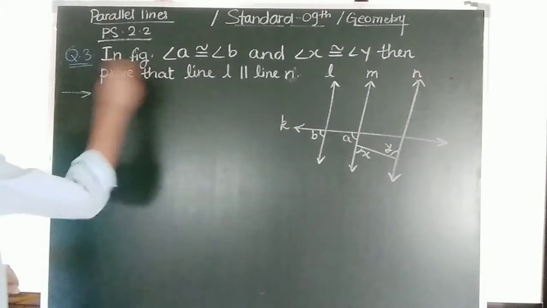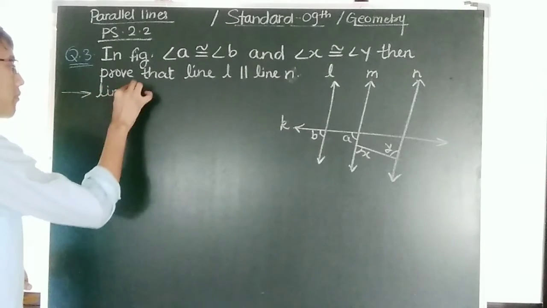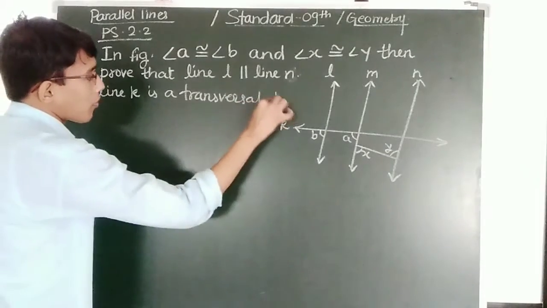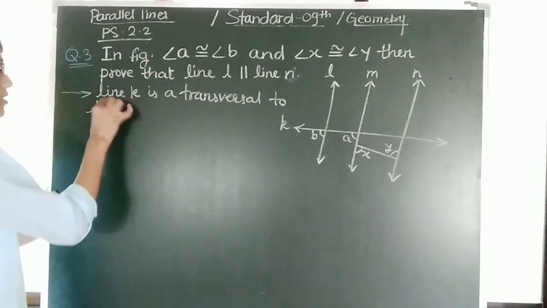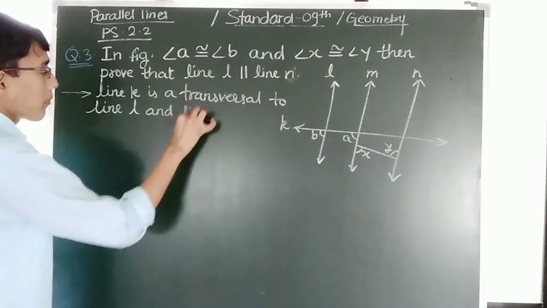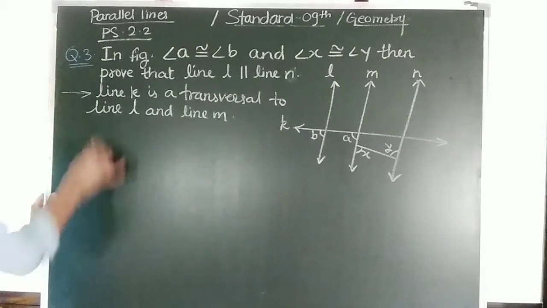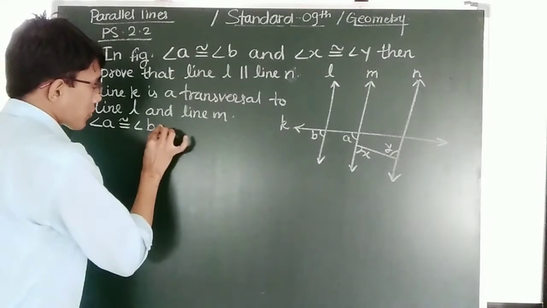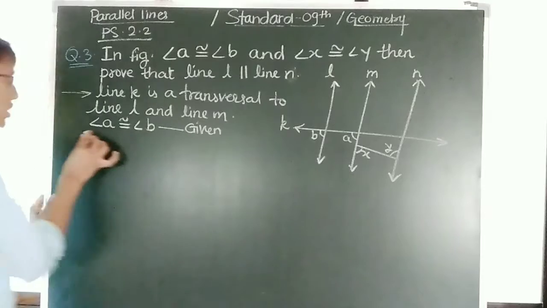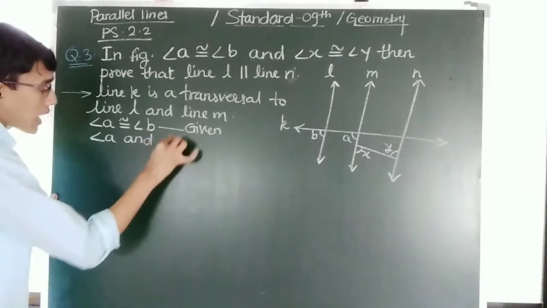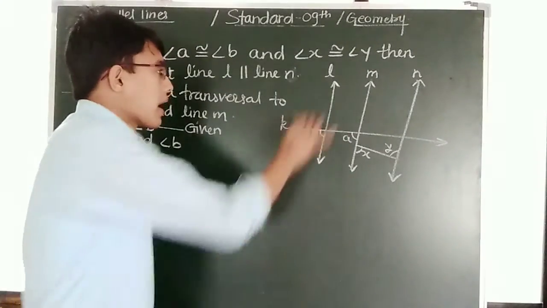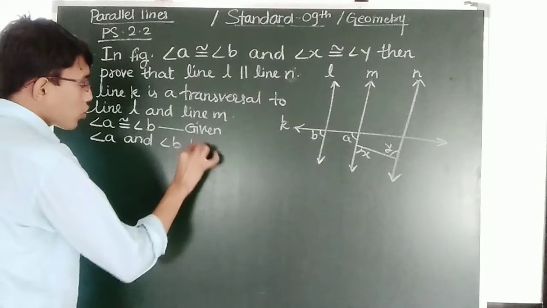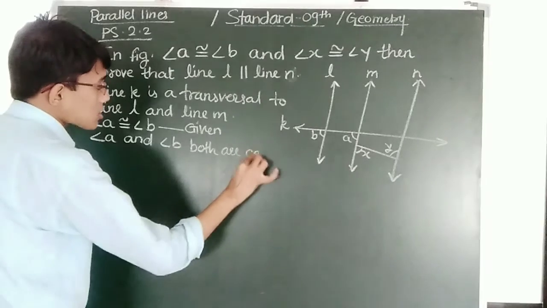So I can write that line K is a transversal to line L and line M. First I am considering line L and line M. Now angle A is congruent to angle B. It is given to us. As we know, angle A and angle B, both the angles, are corresponding angles. If line K is a transversal to L and M, then angle A and angle B both are corresponding angles.